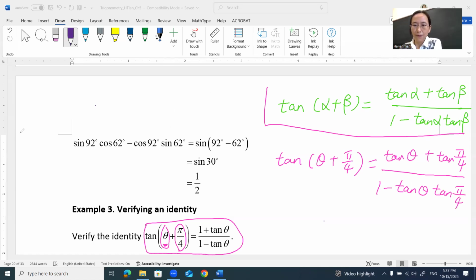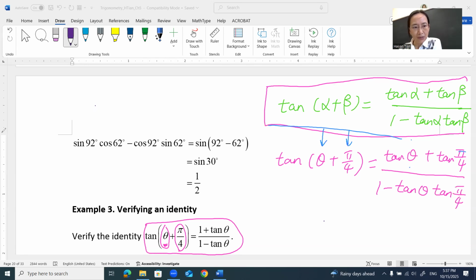You see this, the formula in green is already established. Right now, what I'm doing is just using it. So for a specific case, you see alpha, beta. Whenever you see alpha, you replace it with theta, because it's an identity. That means it's true for whatever. So when alpha becomes theta, beta is pi over 4.